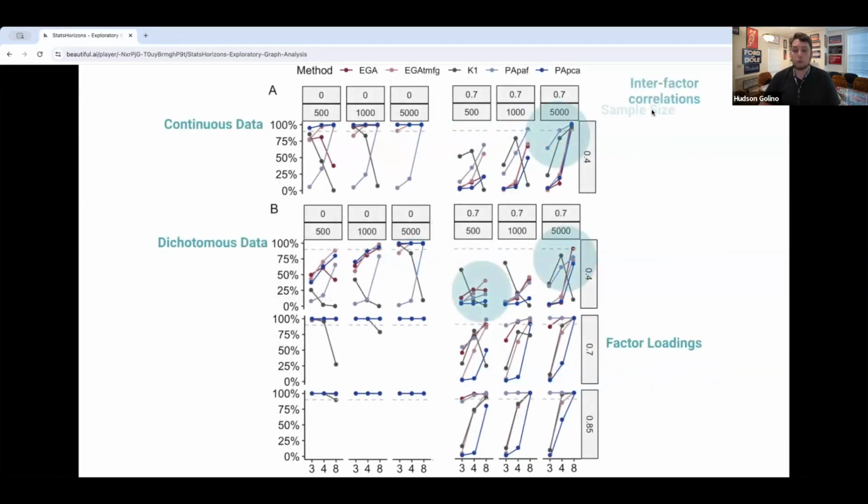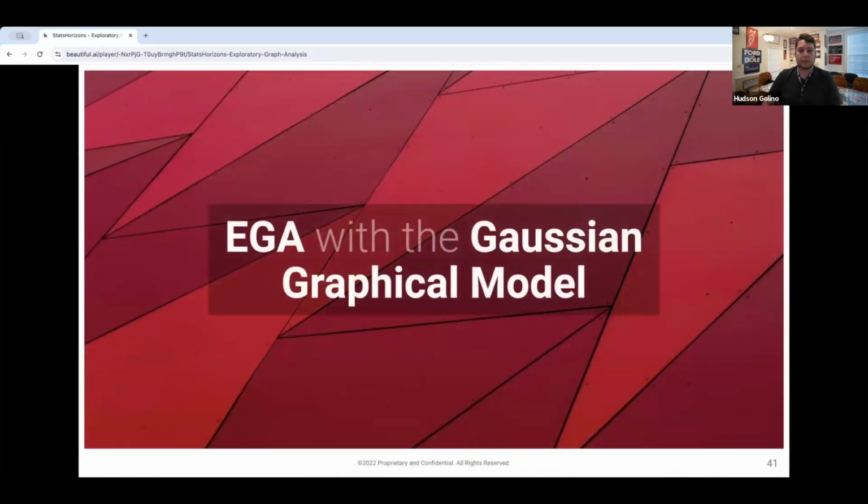We also discovered that in some very important conditions, EGA had a higher accuracy than parallel analysis. For example, when we had a high interfactor correlation and a very small loading per item. And this is a condition that impacts the accuracy of parallel analysis, but not so much exploratory graph analysis, when the data is dichotomous, just to give one example.